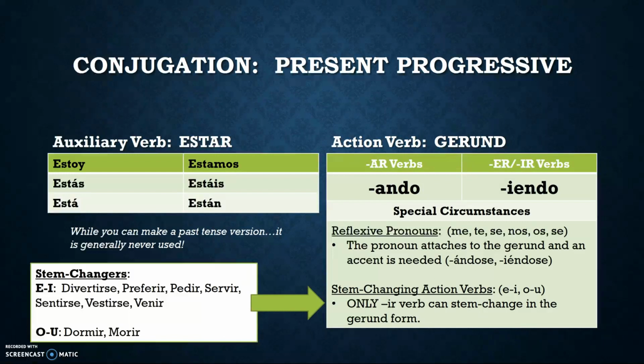Divertirse, preferir, pedir, servir, sentirse, vestirse, venir. Those E's closest to the ending will turn to I's. And then you'll add yendo. Dormir and morir are the only O to U stem changing verbs, and their O will turn to a U, and then we add yendo.